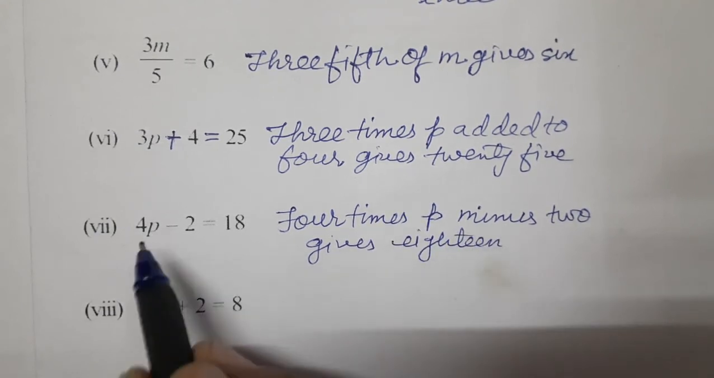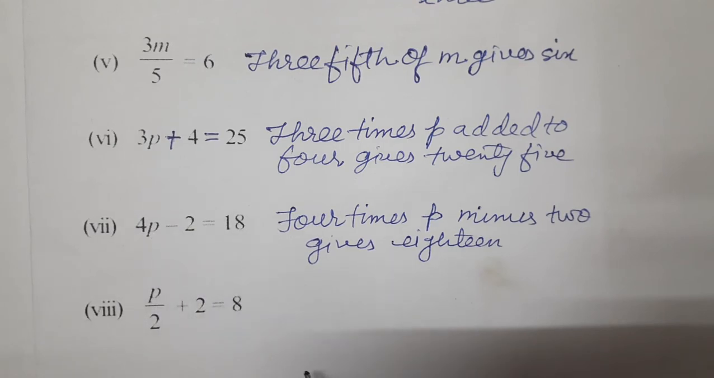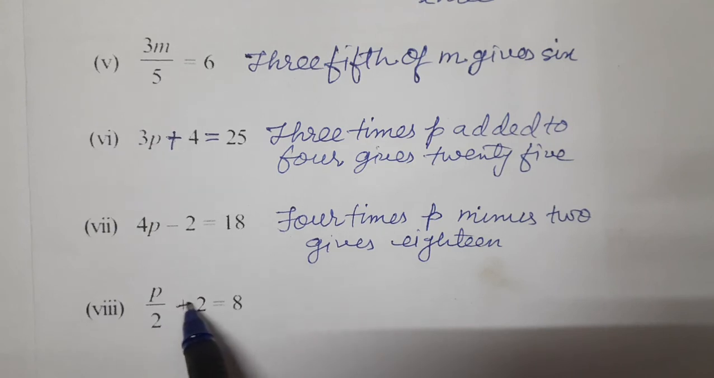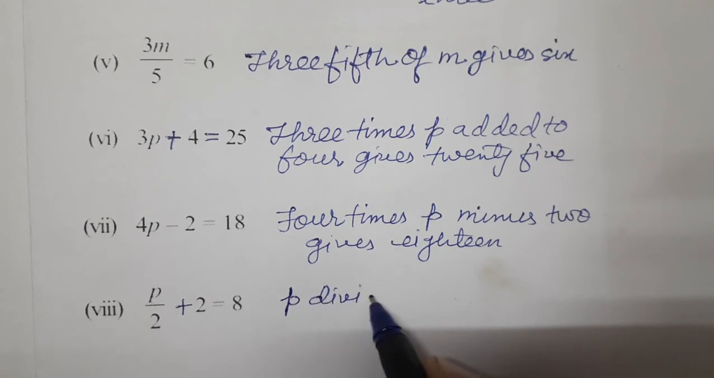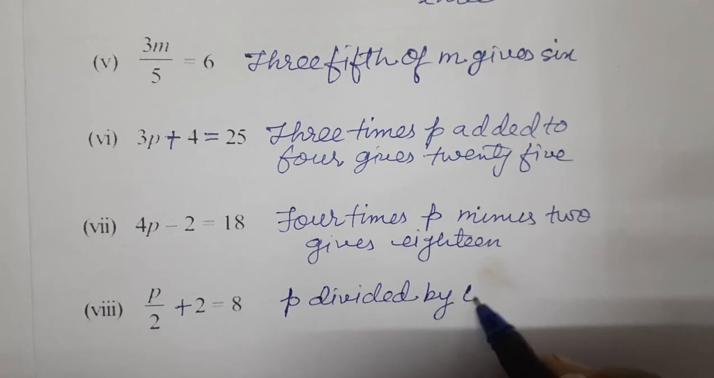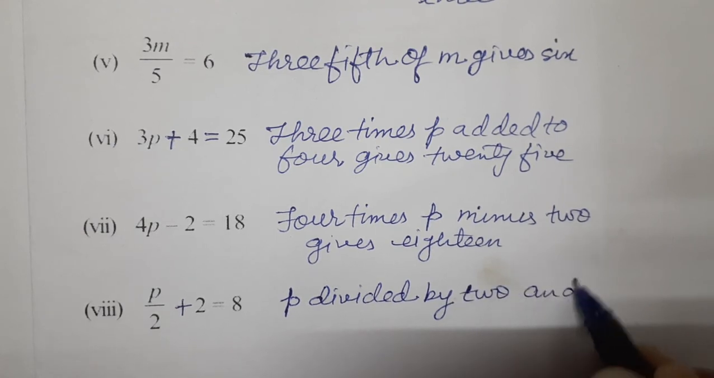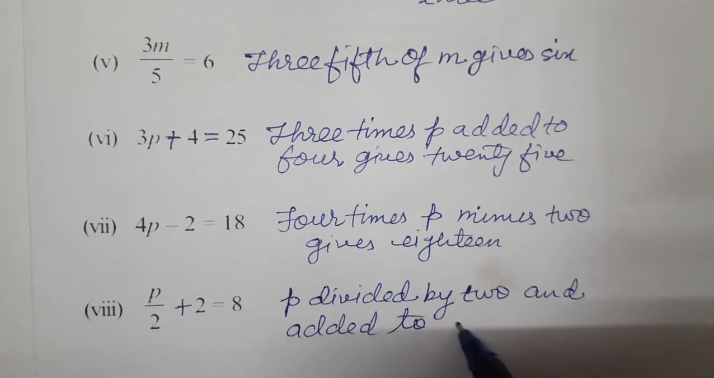And children, we can write also like this. 2 subtracted from 4 times P gives 18. Any way you can write in statement form. Now, P by 2 plus 2 equals to 8. So how will we write? P divided by 2 and added to 2 gives 8.